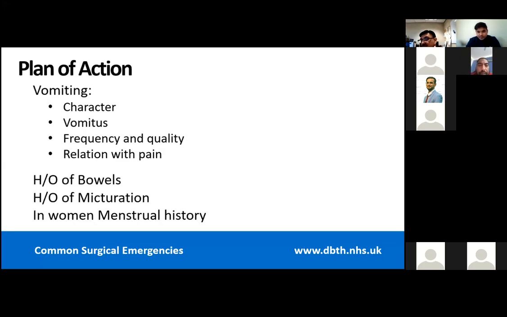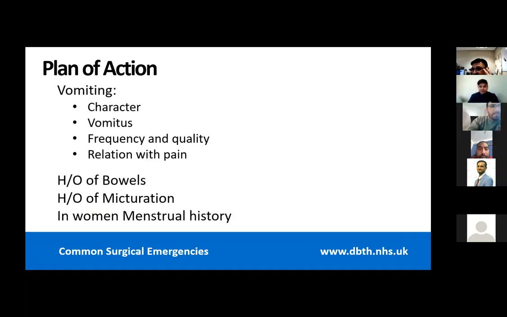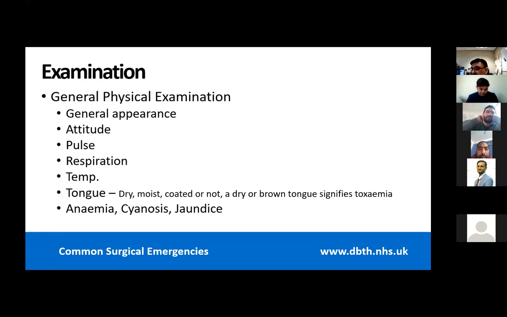Other symptoms which happen in the acute abdomen include vomiting. Again, take the history about the vomiting: its character, frequency, quality, the history of bowel movements, and history of the waterworks. In women, we have to take the menstrual history as well. All of these can give us a good clue about the diagnosis.